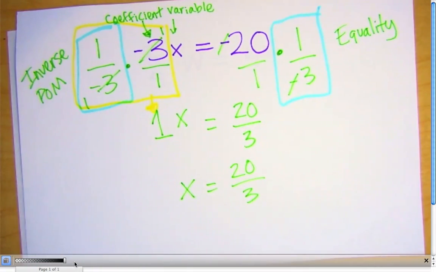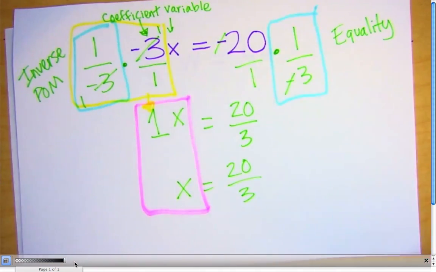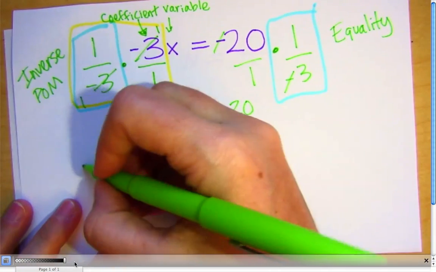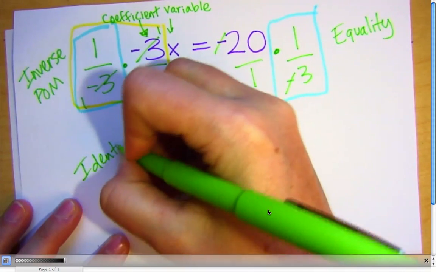We know that 1x is the same as x because of the identity property. These two things are the same because anytime you multiply something by 1, it's just that number, in this case x. So that's the identity property of multiplication.